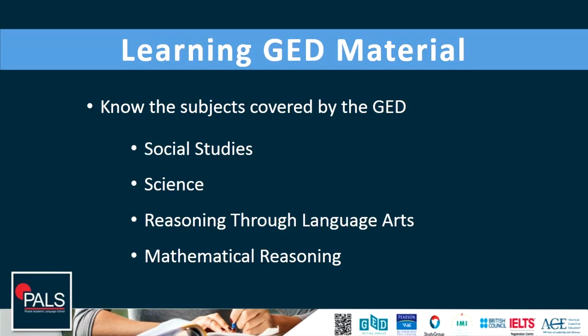The first thing that you can do is learn GED material, but if you don't know where to start, just know the subjects covered by the GED. The GED test contains 4 different sections. Each section contains multiple choice questions and a constructed question. The 4 sections of the GED are social studies, science, reasoning through language arts, and mathematics. Don't forget to have a look at what topics appear in each section so you can know what to study later.